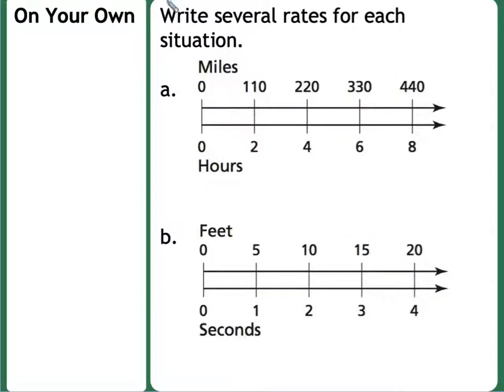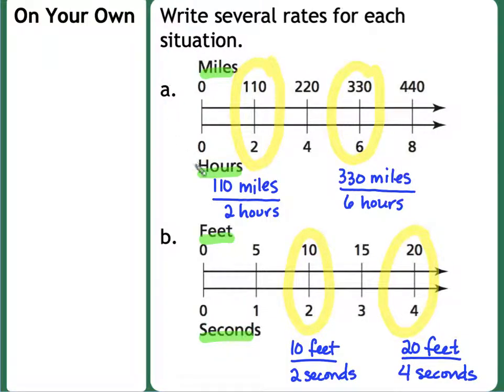Alright, go ahead and try the on your owns. Go ahead and pick a couple of your choice. Alright, so for the ones I picked, I have 110 miles for 2 hours, 330 miles for 6 hours. For B, 10 feet for 2 seconds, and 20 feet to 4 seconds. Okay, again, the key thing to remember, include those units in your rates.